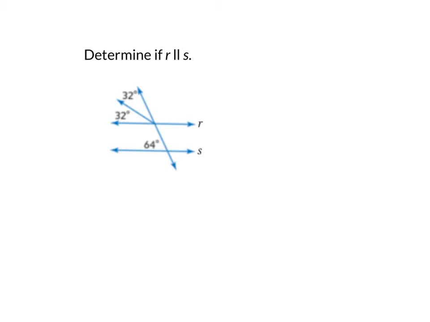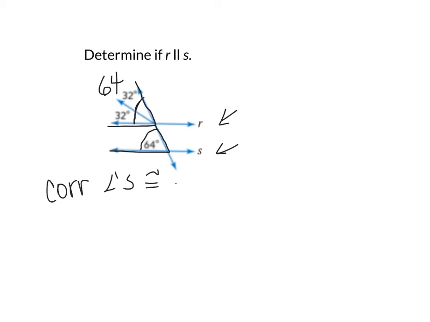For this type of problem, it says determine if R is parallel to S. So we look at it and we see that we have a 64-degree angle and we have two 32-degree angles. If we add the two 32-degree angles together, we get 64, and so that whole angle of 64 degrees is equal to this other one that's marked 64 degrees. Those two angles are corresponding angles, and according to the postulate, we know our lines are parallel.